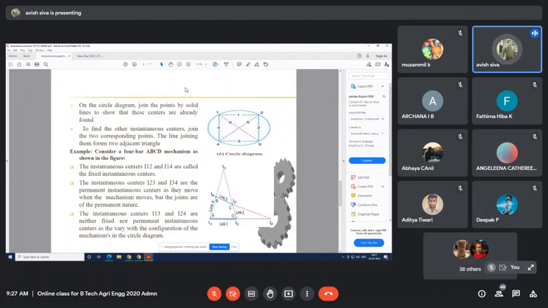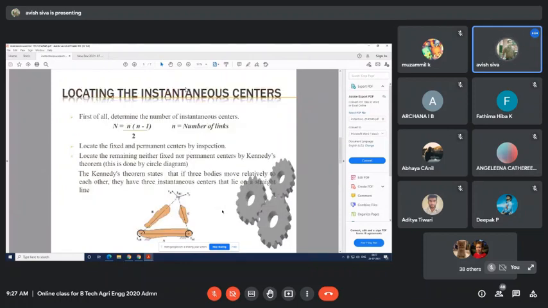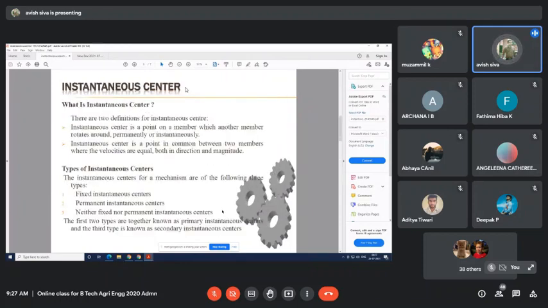Then you can see another 2 instantaneous centers outside the figure, which are I13 and I24. They are neither fixed nor permanent instantaneous centers because they will vary along with the configuration of the mechanism. They change according to the configuration of the mechanism. Whenever the configuration changes, they change. So they vary according to the configuration of the mechanism.